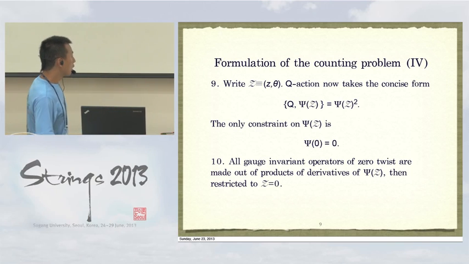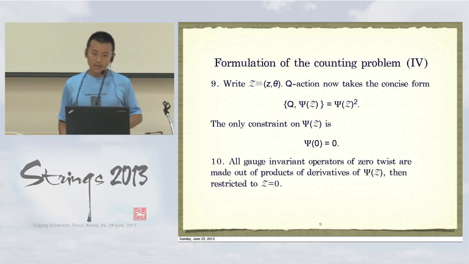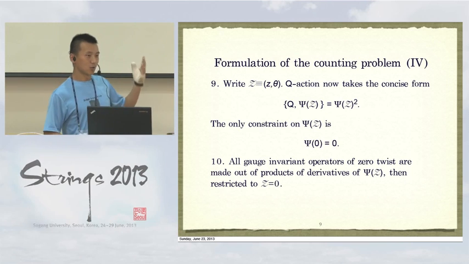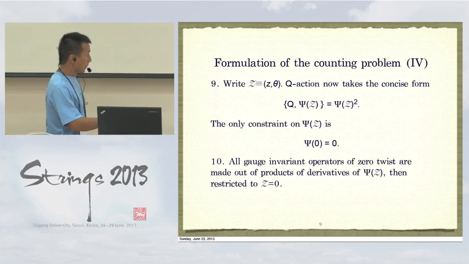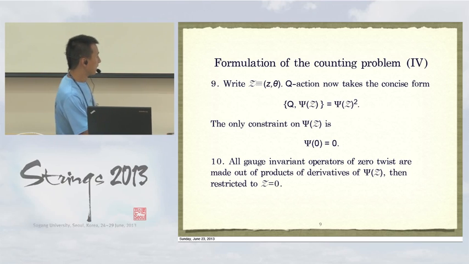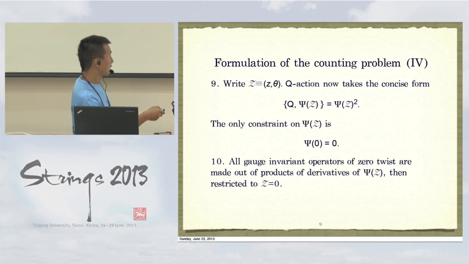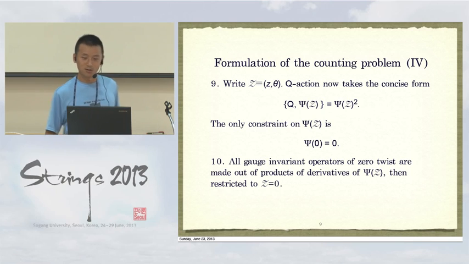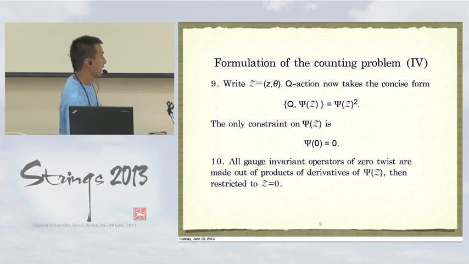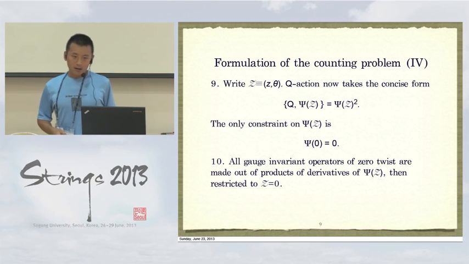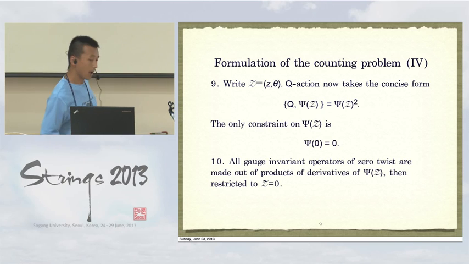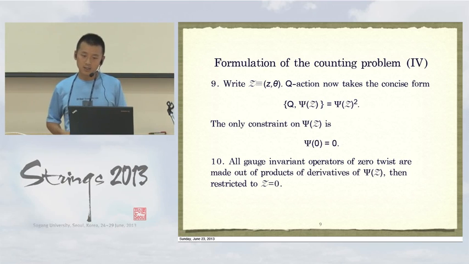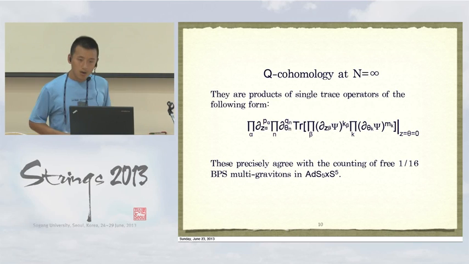So now, all the gauge invariant operators of zero twist. By zero twist, I mean the classical dimension minus 2j left minus h1 minus h2 minus h3 is equal to 0. They are made out of products of derivatives of this generating field psi of Z with respect to Z, capital Z, either z or little z or theta. And then you set this Z and theta to 0. You get all the operators that you have. And the problem now amounts to computing Q cohomology on the space of all such operators. And here's the claim.